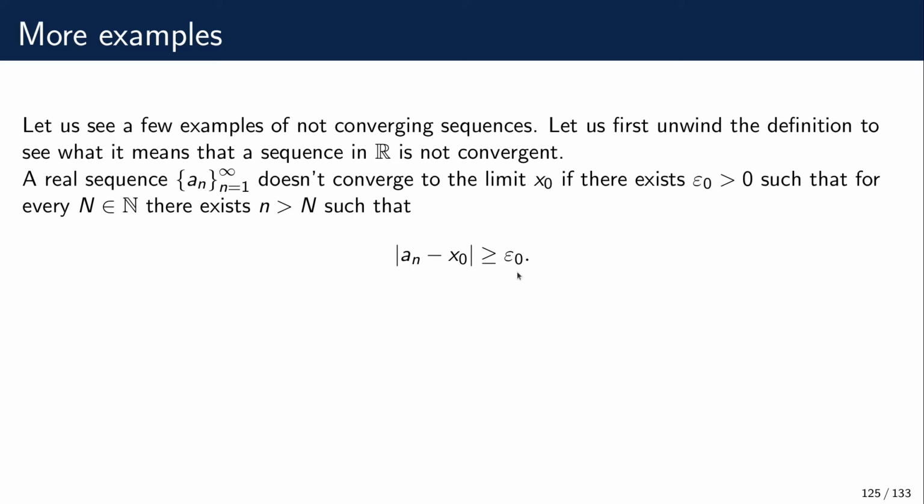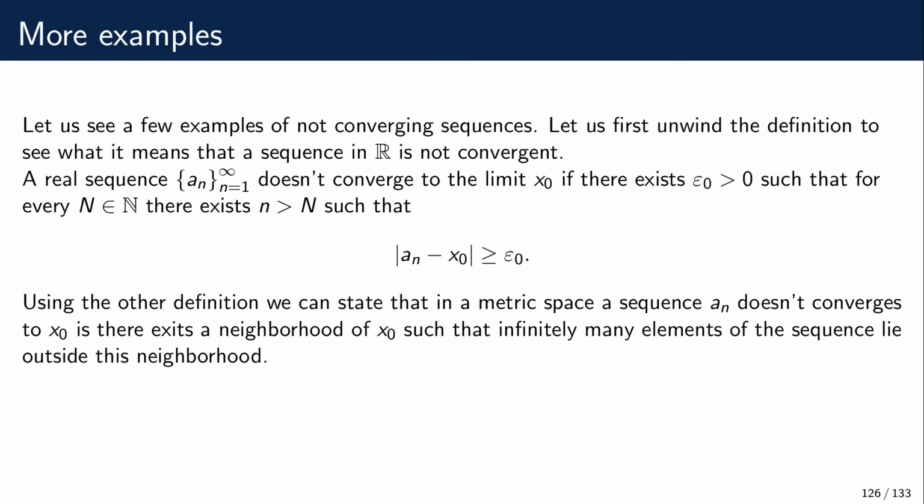In other words, it's easier to think of this in terms of the second equivalent definition, that for some epsilon neighborhood of the limit, there will be infinitely many elements lying outside of this neighborhood, right? So again, we could say that the sequence does not converge if there exists a neighborhood of x0, any neighborhood. It's enough to have any neighborhood of x0 such that infinitely many points of the sequence lie outside this neighborhood.